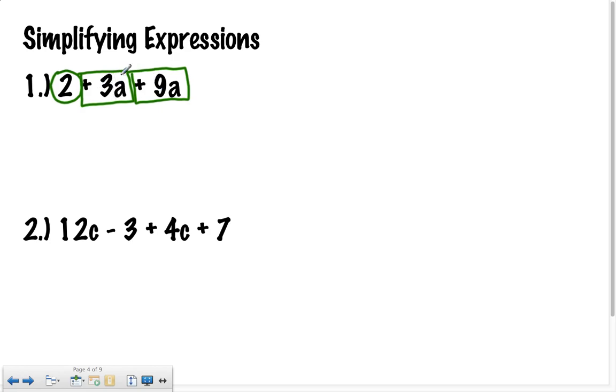So we have plus 3 and plus 9. So positive 3 plus 9 would give us 12, and they're both A's. And then we can't combine anything with the 2, so we're going to drop it down. And because it's a positive 12, we're going to make it positive, and that's as far as you can go. We combined all like terms. The 2 cannot combine with the 12A because there's no A next to it. So that's as far as you can go.